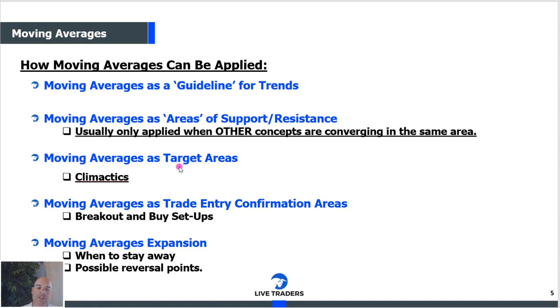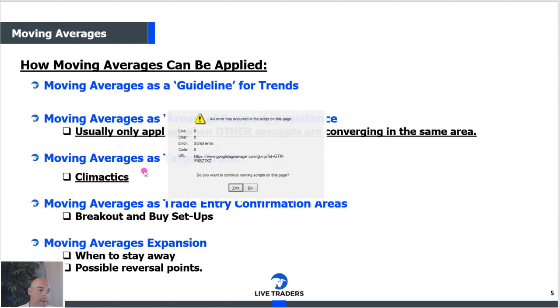Moving averages as target areas. This is mainly used, and I would say exclusively used, for climactics and parabolics.